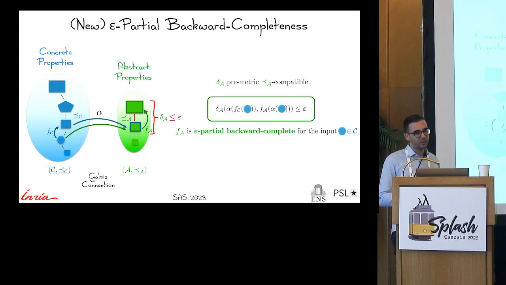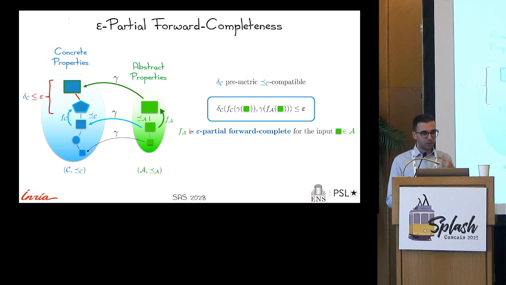So we can now define a revised version of our partial completeness properties. The partial backward completeness properties now use this definition of pre-metric. But we can also now define the epsilon partial forward completeness properties, because we can now define distances on the concrete properties. So we can say that the abstract operator is epsilon partial forward complete when the distance between the results on the concrete properties, between the abstract and the concrete operators, is at maximum epsilon. And here, again, we are using the compatible pre-metric over the concrete properties.